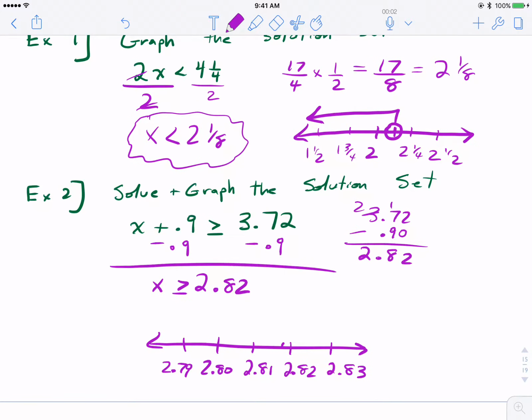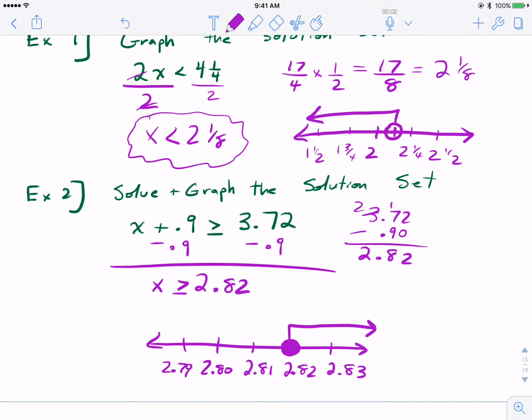At 2.82 itself, I'm going to put a filled in circle now. This little component right here, the or equal to part, is what leads to the filled in versus the open circle. And now this is greater than, so we can shade to the right. These are numbers that are greater than.